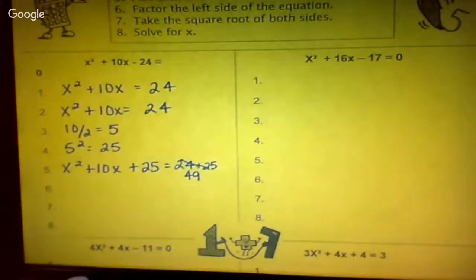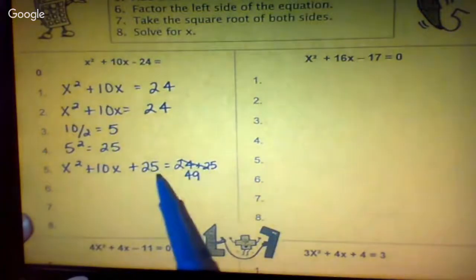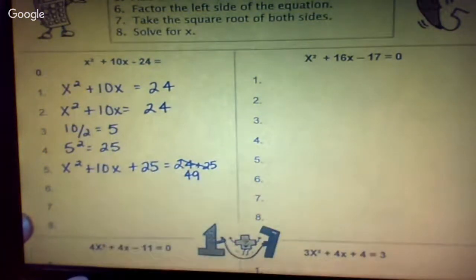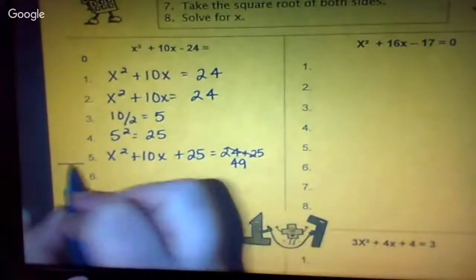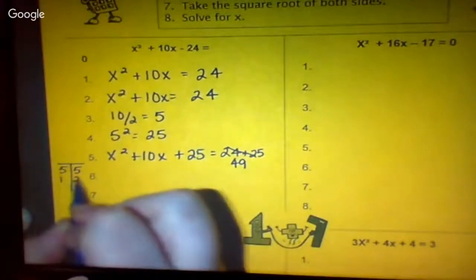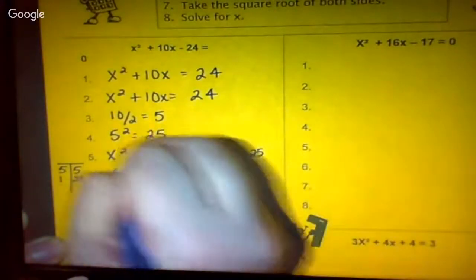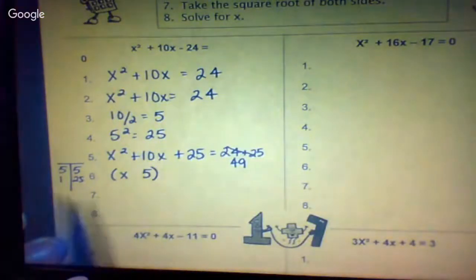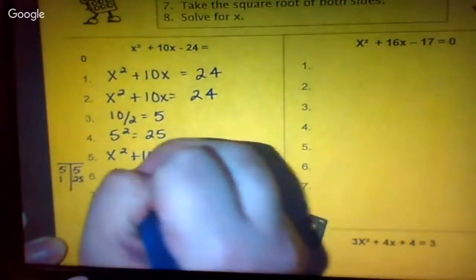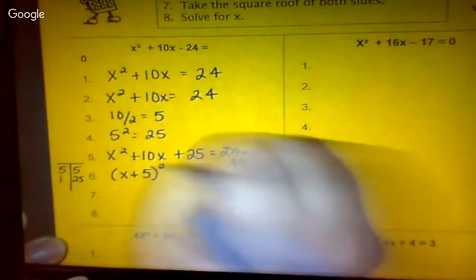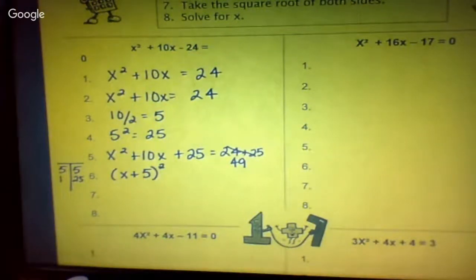Okay. Step 6 says factor the left side of the equation. So I need 2 numbers that multiply to give me 25 and add together to give me 10. So what are my factors of 25? 5 times 5, and 1 times 25. Which one of those adds to give me 10? 5 and 5. So what this becomes is x and the 5. Because this middle term is a plus, it's plus 5. And it becomes squared. Because my factors technically are x plus 5 times x plus 5. So another way to write that is x plus 5 squared.